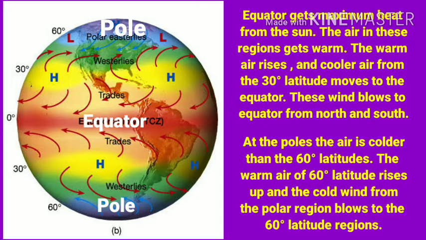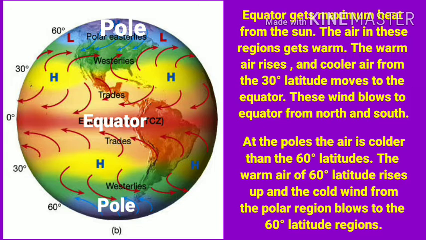Yes, that's why the air on the polar region won't move upwards. That air will be there. Clear? Okay. But in this figure, you can notice the 60-degree latitude, right? The air at the 60-degree latitude is hotter than the polar region, right?